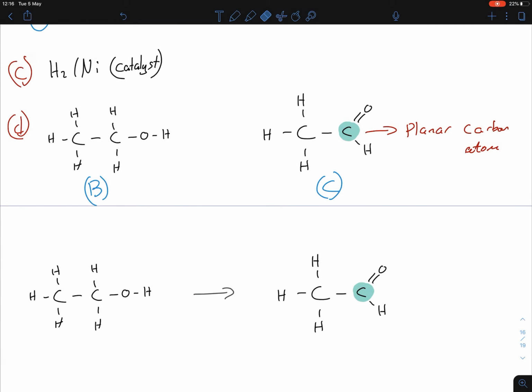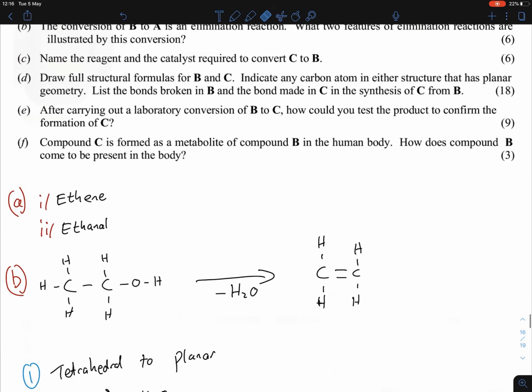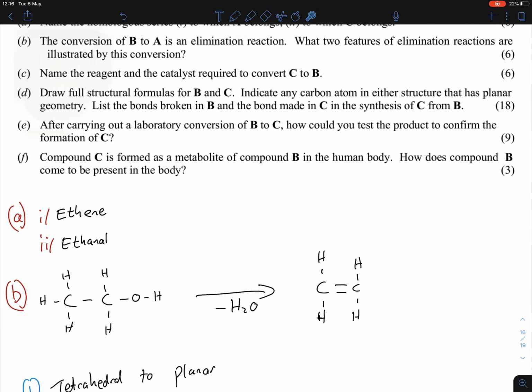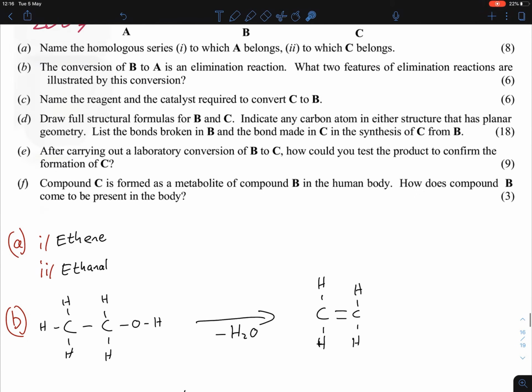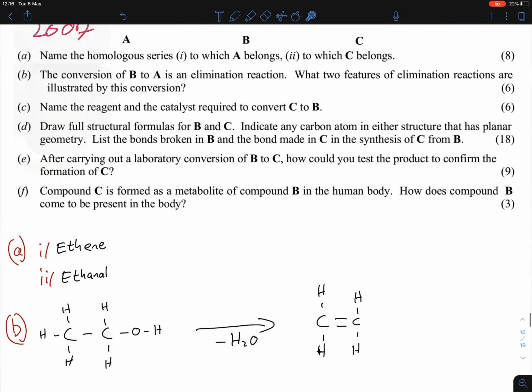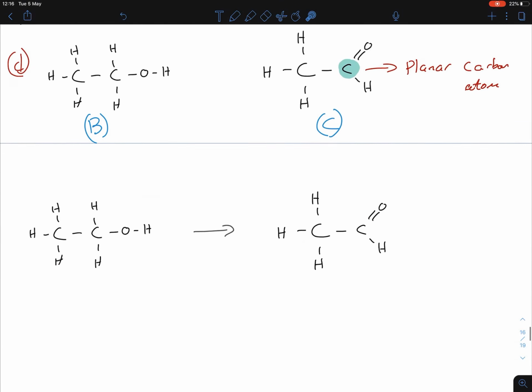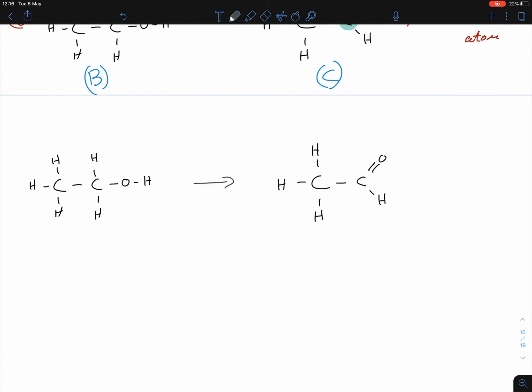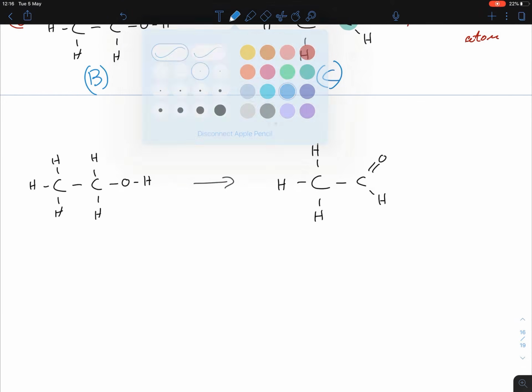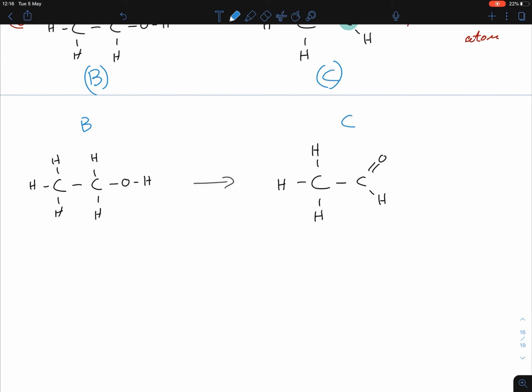Okay, I'll read it again because it really does need to be read again. In the synthesis of C from B, so that's fine, we know we're making C. So list the bonds broken in B and the bond made in C. So we have our B over here and our C over here. What bonds have been broken in B? Looking at it, we can see here that the OH bond is broken.